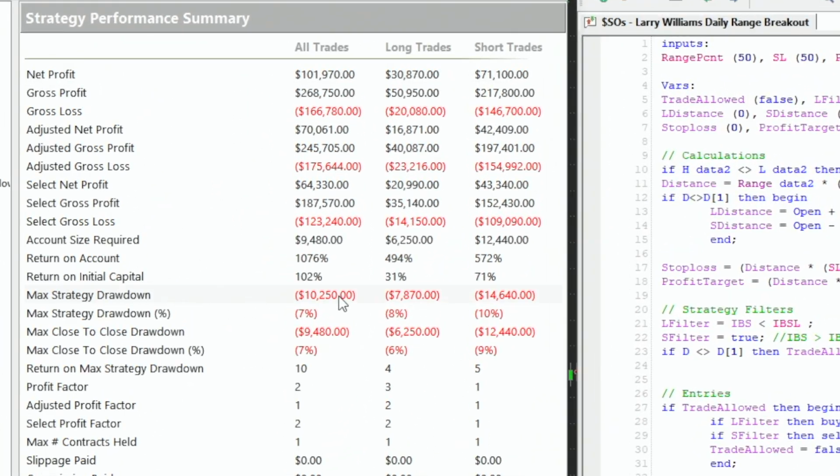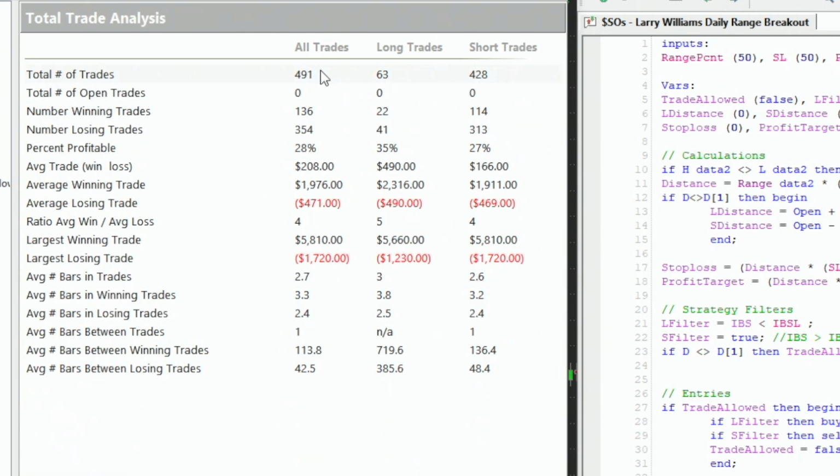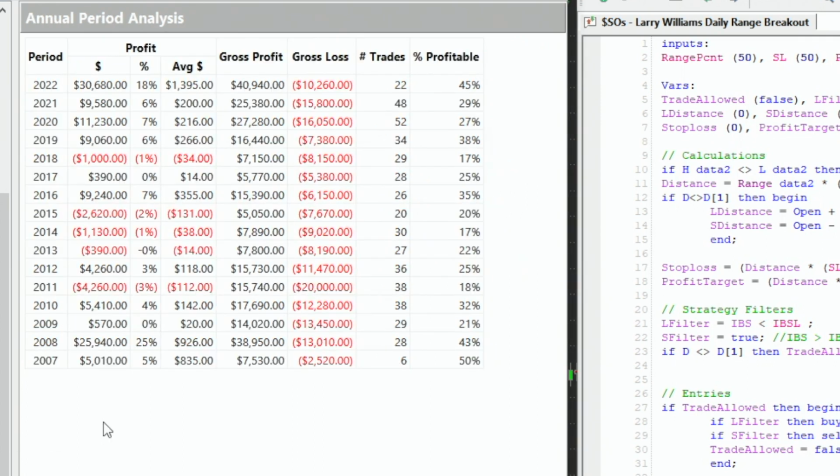So 101, 10,000 drawdown, and 491 trades, averaging 208, which is excellent. And let's see the periodical analysis. This year is a monster year because, of course, crude oil volatility is spiking, which is the same thing that happened in 2008. Now, of course, there are many variations that you can add to this strategy.